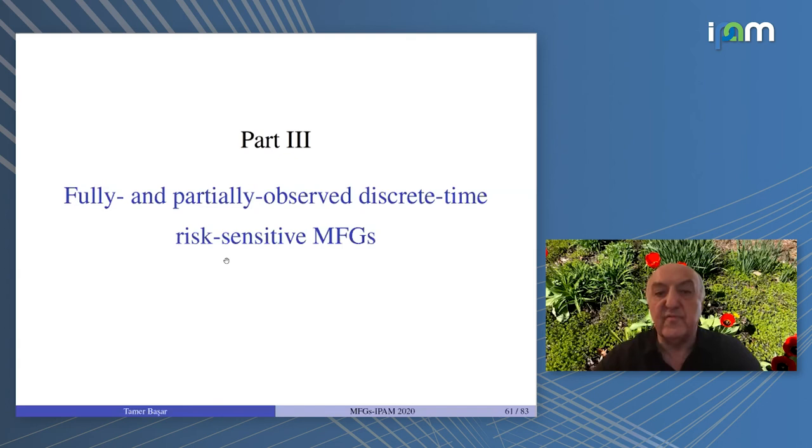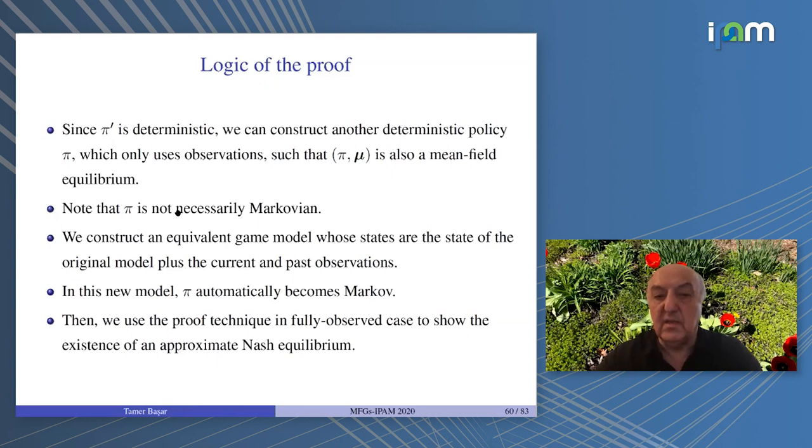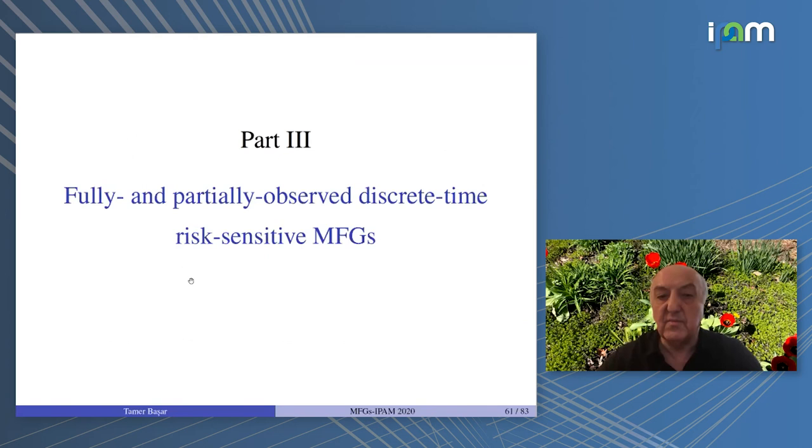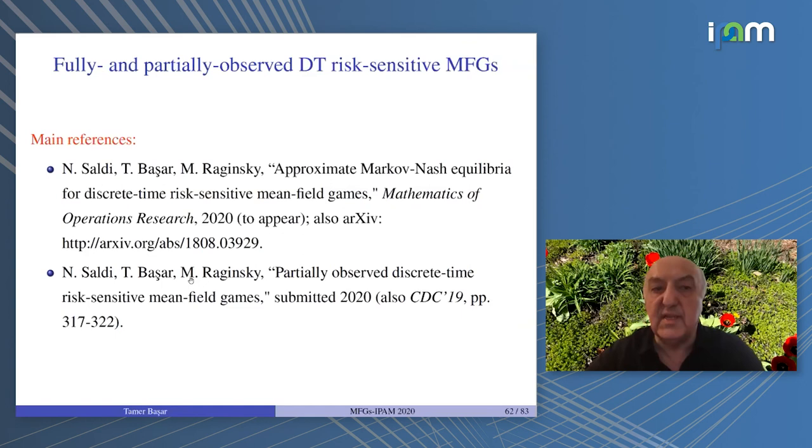There are some difficulties, like the Markovian aspect. Pi itself is not necessarily Markovian. We turn it into a Markovian problem and then show that there is no loss of generality in doing that. So, discrete time risk sensitive mean field games. In the remaining time, I have about 5 minutes.